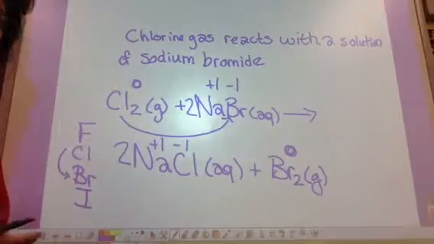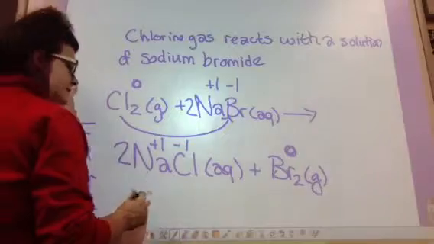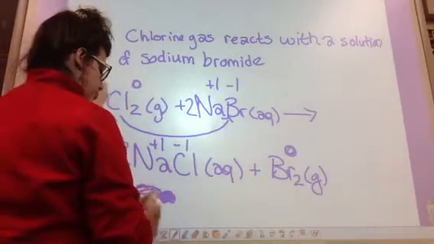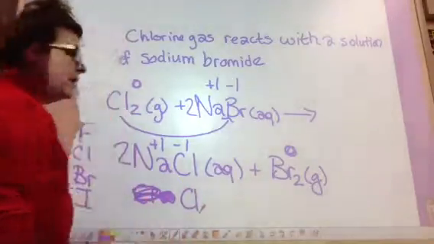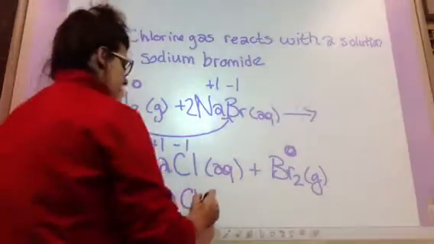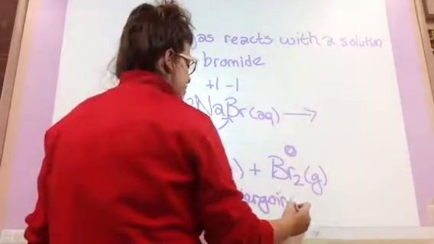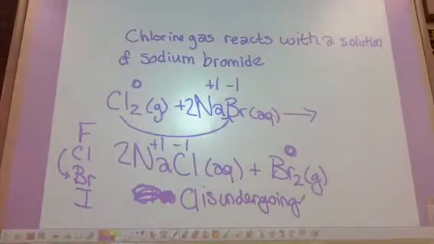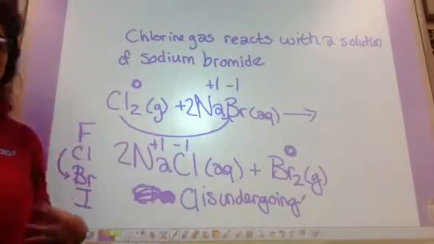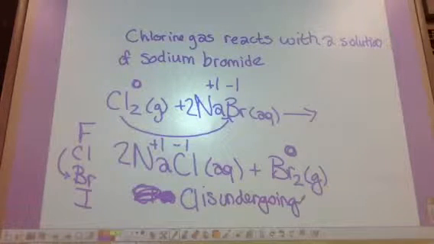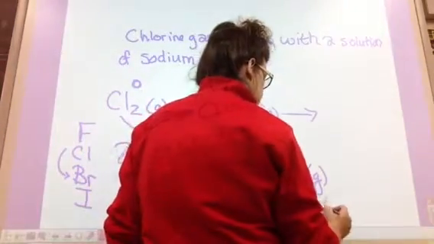Well, chlorine on the reactant side was 0, but on the product side, it was a -1. It gained electrons. So that means that in this case, chlorine is undergoing oxidation or reduction. If it is gaining electrons, because it went from 0 to -1, that means it's becoming more negative. So gaining electrons, if I go back, Leo the lion goes grrr. Gaining electrons is reduction. Chlorine is undergoing reduction.